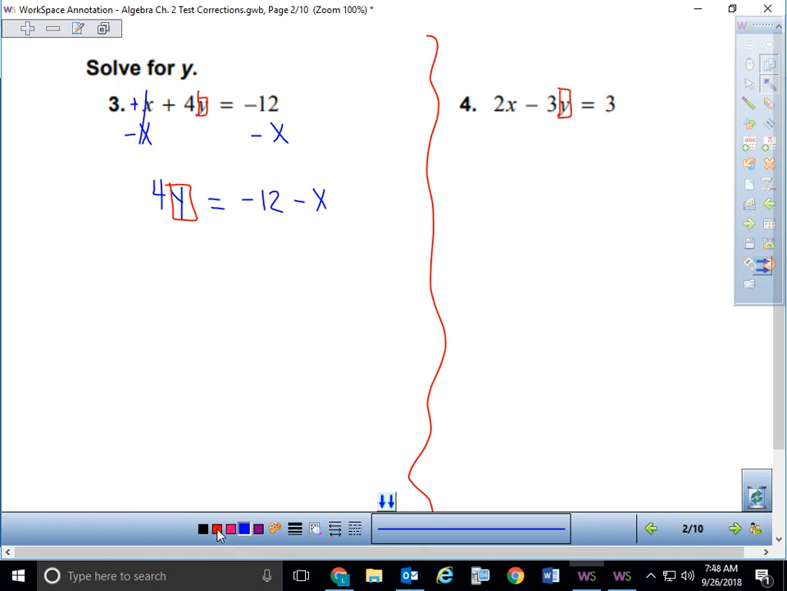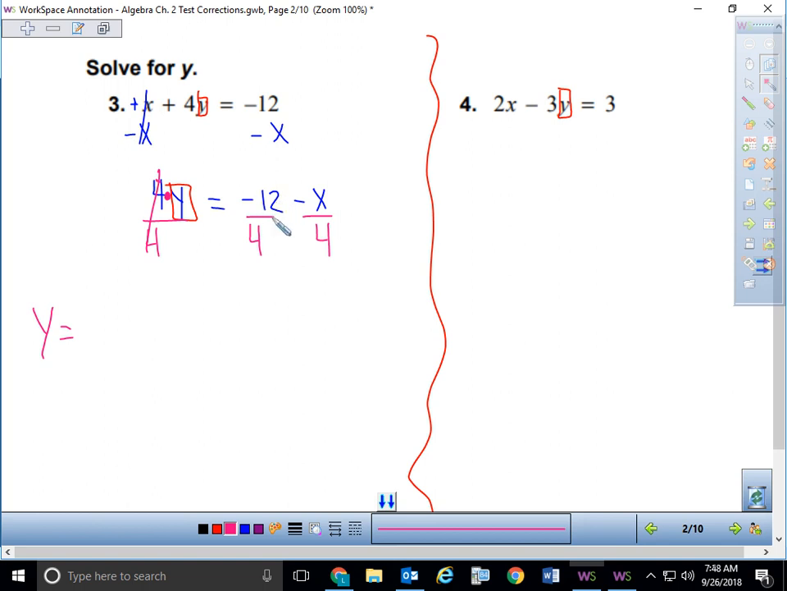Okay, here's the tricky part. Now, to get our y by itself, we have to undo the secret operation of multiplication, so I'm going to draw that in so I don't forget. To get y by itself, I have to get rid of what's attached, which is 4. So I'm going to divide everything by 4. So it kind of looks like I just did 3 division problems. So now it leaves y by itself, exactly what I want, equals, simplify what you can.